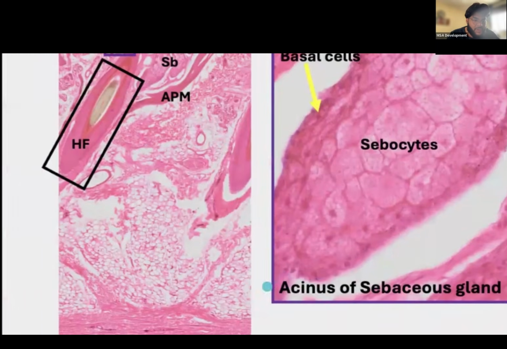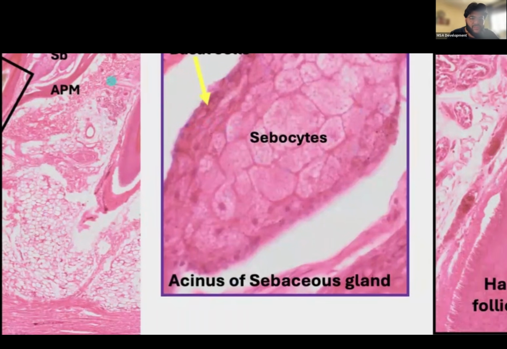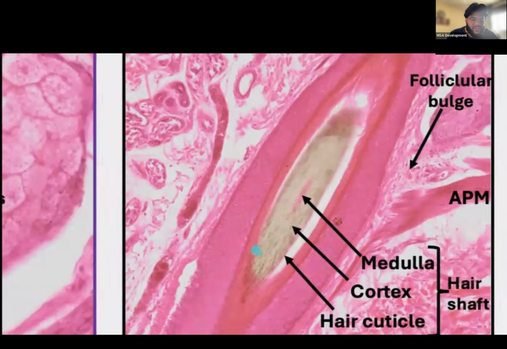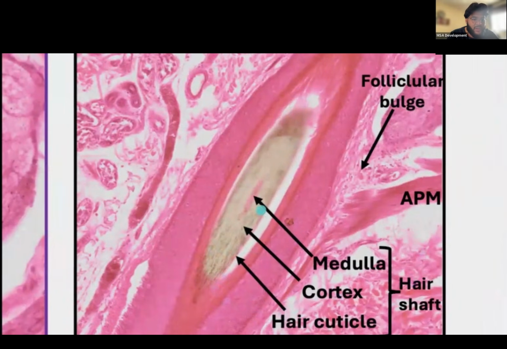Okay. Another picture over here, you have your hair follicle right here with the hair shaft, sebaceous gland, erector pili muscle, and the acini of your sebaceous gland. We'll be talking more about our sweat glands later on. Over here is your hair shaft again with your medulla in the middle, then the cortex, then the hair cuticle, and then the hair follicle all around it.